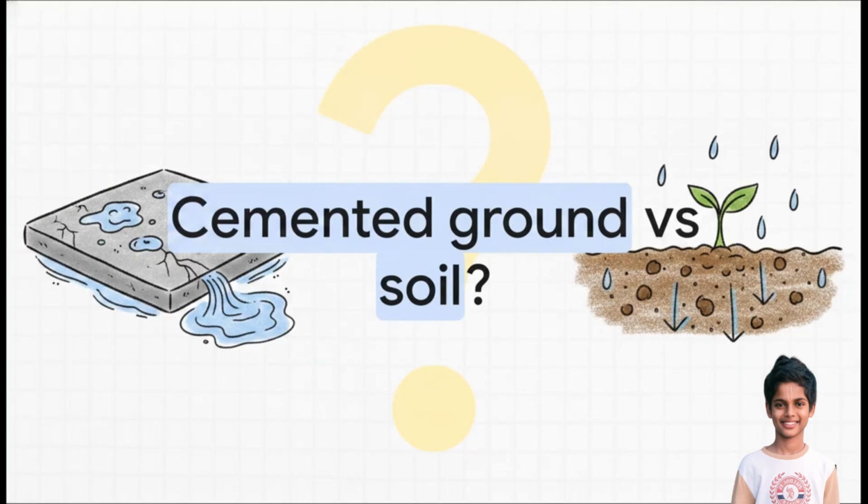Now, before we get to the lab stuff, I want you to think about this. What actually happens when a heavy rain falls on a cemented courtyard versus your garden soil? Well, cement has practically zero porosity, meaning those tiny empty spaces for water to slip into just aren't there. So the water just runs off or creates puddles. But soil is highly porous, so it absorbs that water beautifully.